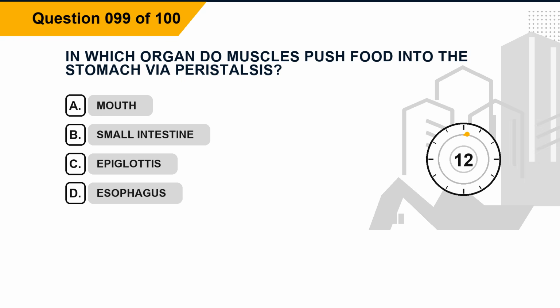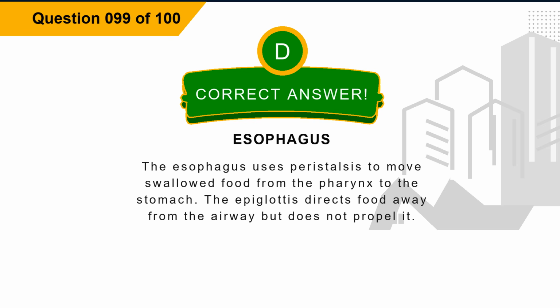Question 99. In which organ do muscles push food into the stomach via peristalsis? Option A, mouth. Option B, small intestine. Option C, epiglottis. Option D, esophagus. The correct answer is option D, esophagus. Explanation. The esophagus uses peristalsis to move swallowed food from the pharynx to the stomach. The epiglottis directs food away from the airway but does not propel it.